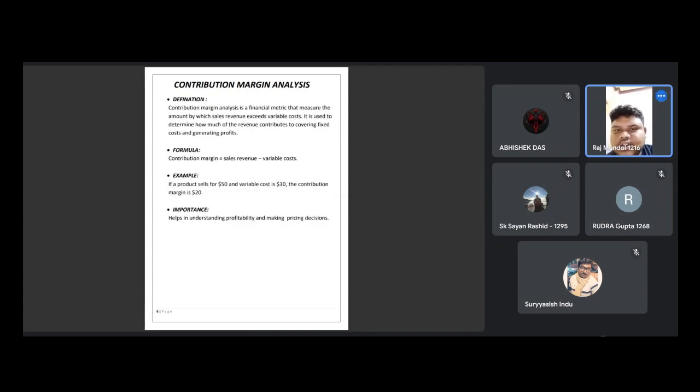Next slide, please. Contribution margin analysis. Definition. Contribution margin analysis is a financial metric that measures the amount by which sales revenue exceeds variable cost. It is used to determine how much the revenue contributes to covering fixed cost and generating profit. Formula. Contribution margin is equal to sales revenue minus variable cost. Example. If a product sells for $50 and variable cost is $30, the contribution margin is $20. Importance. Helps in understanding profitability and making price decisions.